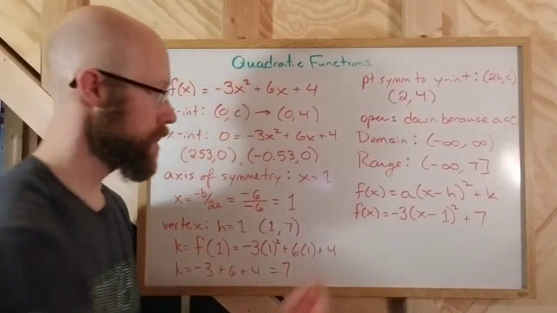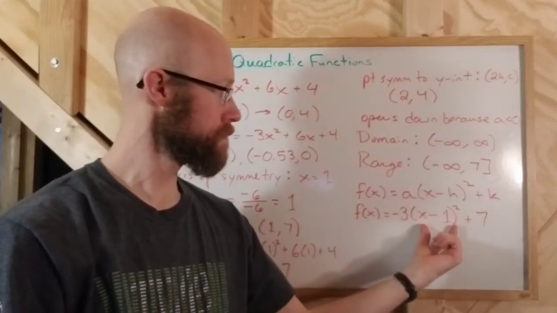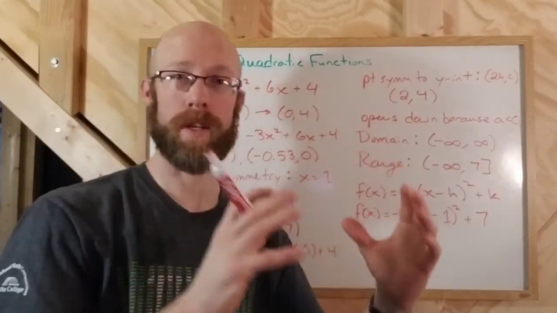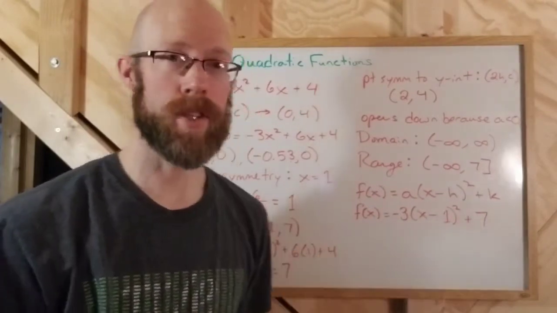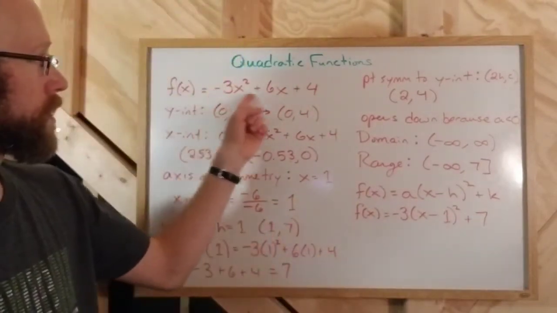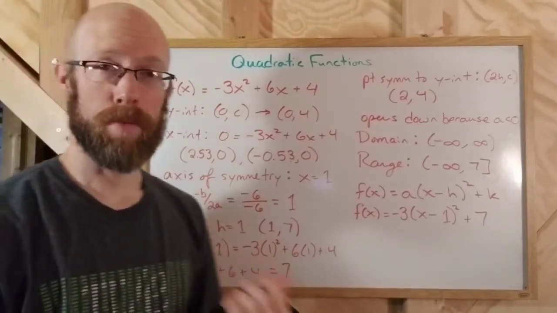And in fact, if you were to expand this back out, write it out, x minus 1 times x minus 1, distribute in your -3, and then add your 7, you will get the original standard form up here. Okay. Now we should plot the graph.